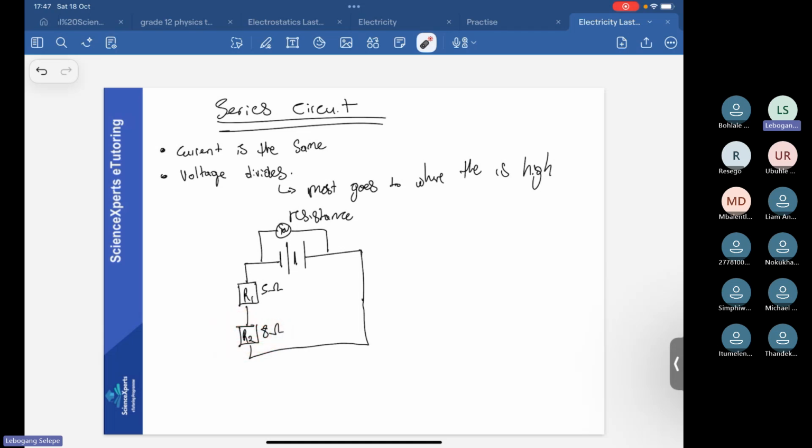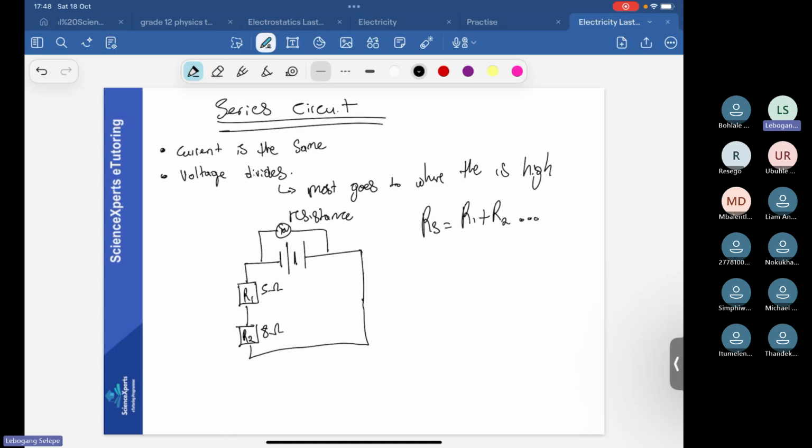Are we all on the same page with that one? So you need to know how to calculate the total resistance in series. You just add the resistors, so it's going to be R1 plus R2. If there are many resistors, you add more.